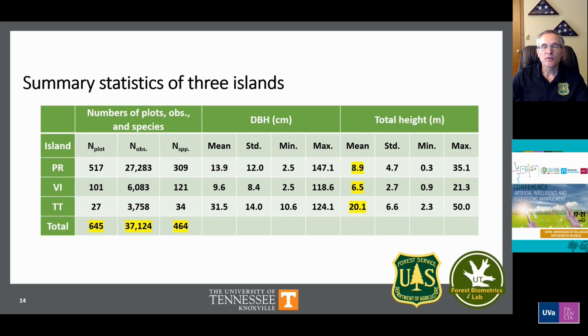The figure of the number of species, please keep in mind that it's really not 464 because there is overlap between the islands. Not that much, but we are in the range of about 500 unique species. You can also see here the range of data we had to work with. Note the total height in Trinidad is much higher. Rather, the mean total height is much higher in Trinidad than in Puerto Rico and the Virgin Islands.